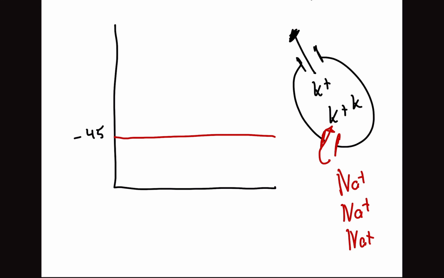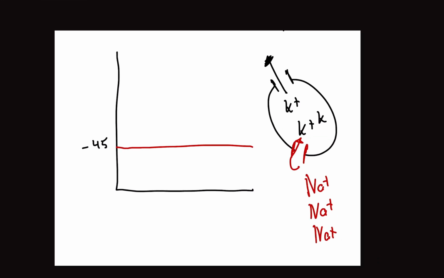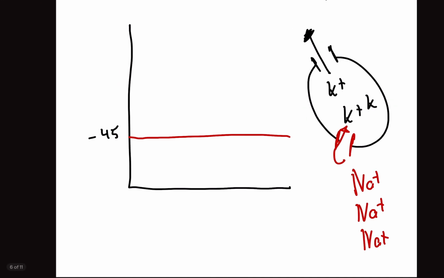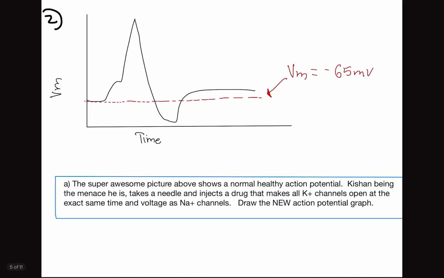So it's literally like we took out 3 potassium ions and we put them outside, but to replace it, we just put 3 sodium ions inside. So nothing really happened. They just switched places. So it's going to be a flat line.